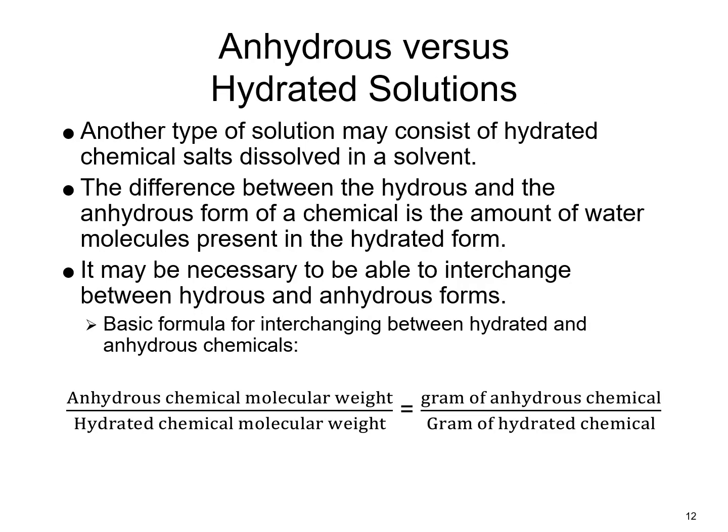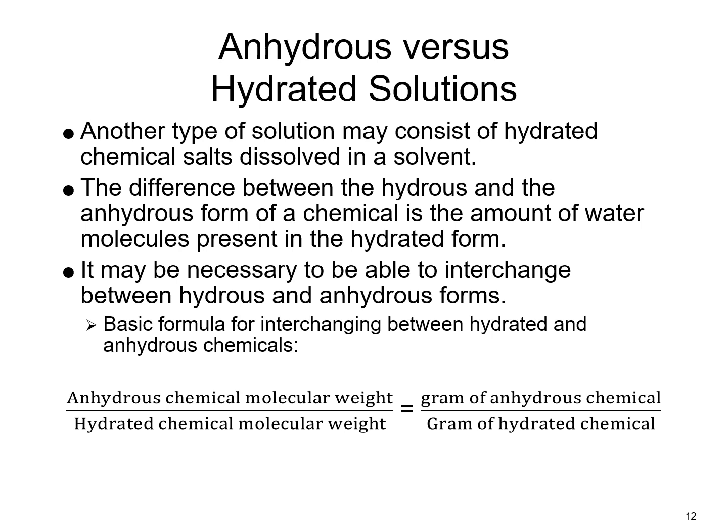Now there is another type of solution that you should be familiar with, one that consists of a hydrated chemical salt dissolved in a solvent. There is a difference between the hydrous and anhydrous form of a chemical, and it has to do with the number of water molecules present in the hydrated form. Because of this, you may have to interchange between the two. Sometimes in the laboratory only one form of the chemical is available, so you must be able to interchange between the two forms in order to come up with the form that you need.